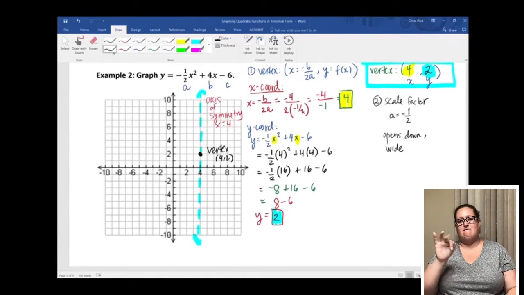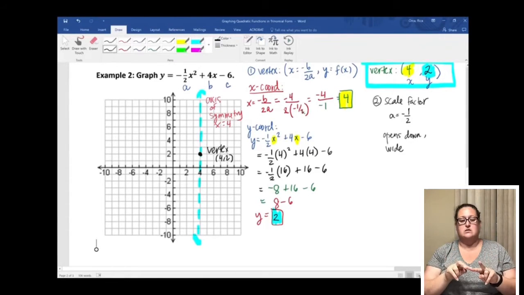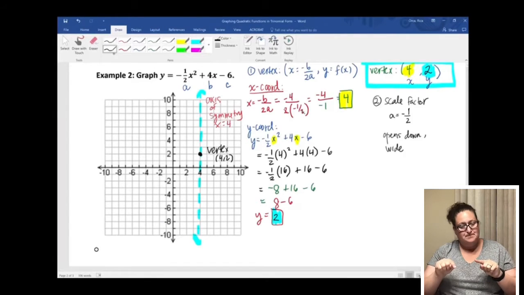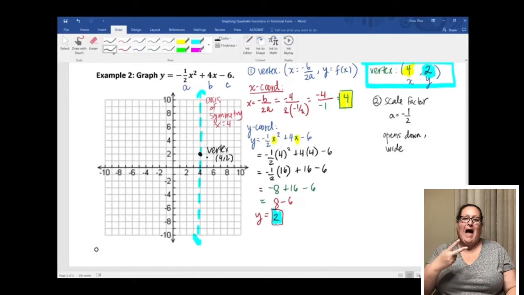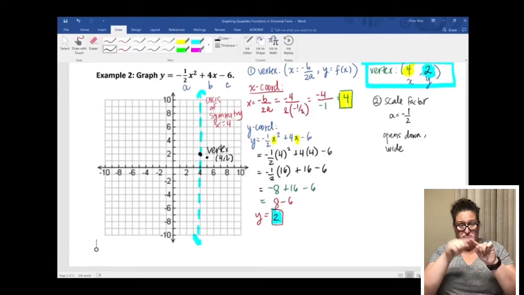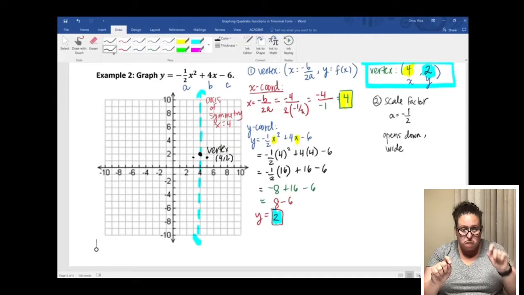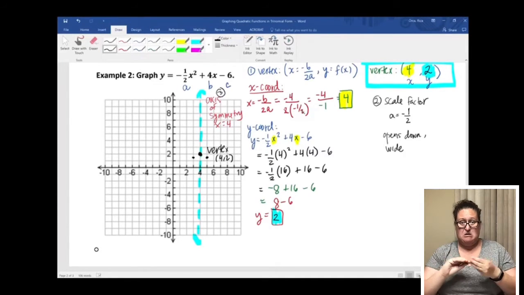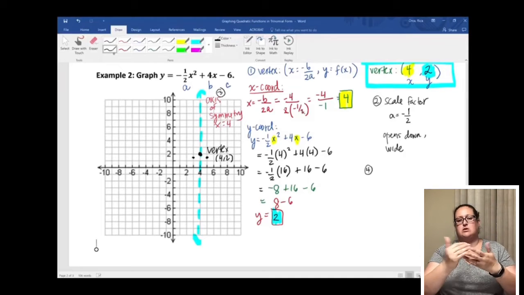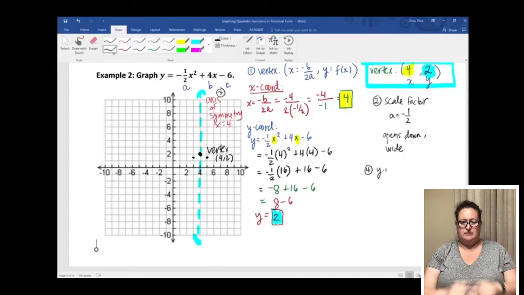So from the vertex, we want to go 1 unit to the right. And remember, it's always 1 unit to the right. So 1 to the right, and because it's a half, we want to go a half unit down. And if we have a point on the right side, we also have a point on the left side. So go ahead and draw its reflection. And since we've done step number 3, let's go ahead and move on to step 4, which is the y-intercept.